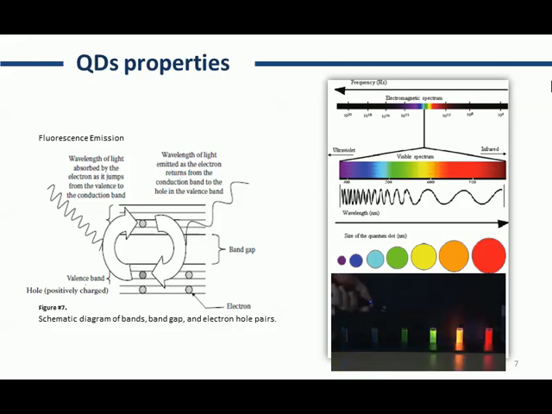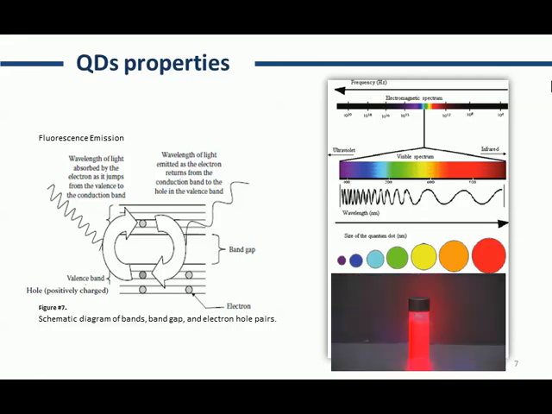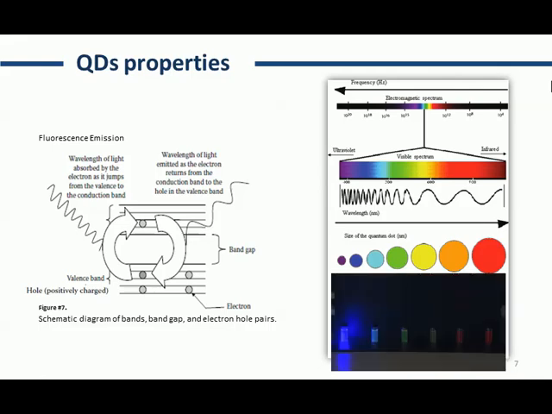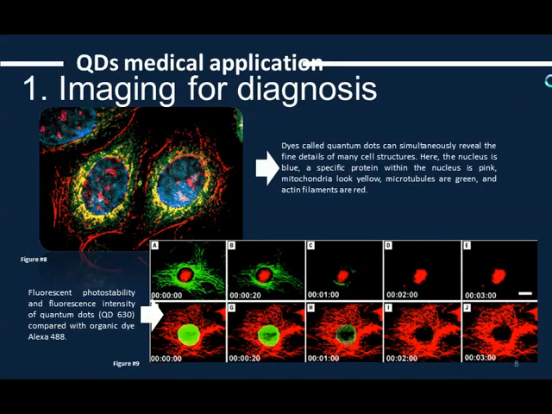An important fact is that a band gap determines this emission frequency of a quantum dot, so it's possible to control the color output by altering the size of the quantum dot with extreme precision, as you see in that image. So now, what are the medical applications of these quantum dots? I'm going to discuss here two applications. The first one is imaging and diagnosis.